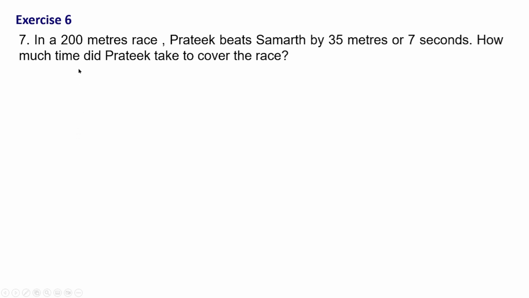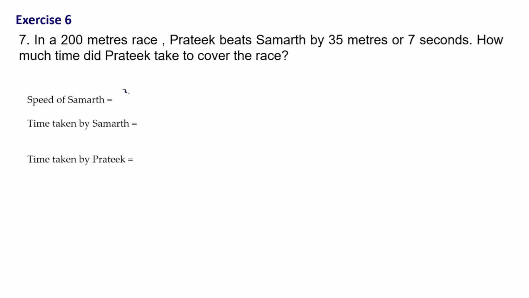Next question. In a 200 meters race, Pratik beats Samarth by 35 meters or 7 seconds. How much time did Pratik take to cover the race? Here it is similar to the question which we saw previously. It is given Pratik beats Samarth by 35 meters or 7 seconds. So from this we can find the speed of Samarth, and from that we can find the time taken by Pratik to cover the race.